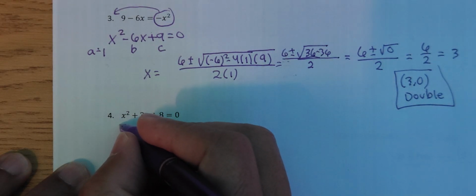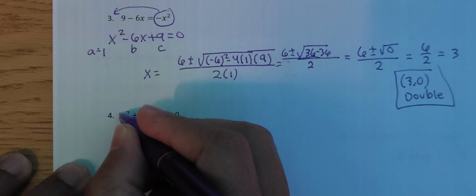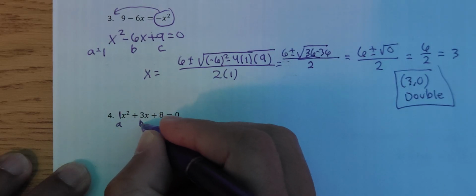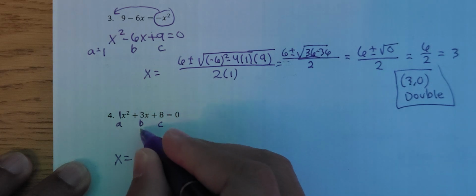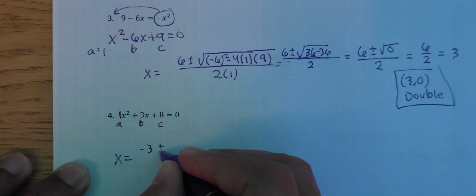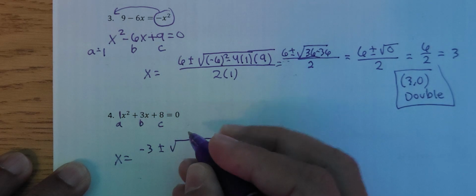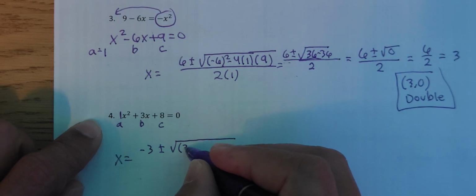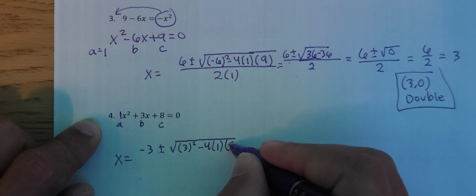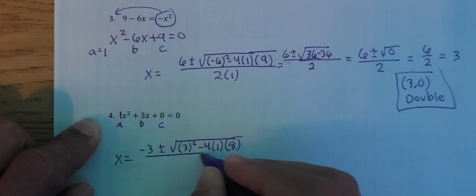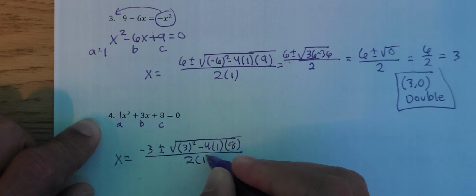I'm going to notice that A is 1. This is 1, that's the value of A. This is B, and this is C. So x equals the opposite sign of b, so that's negative 3, plus or minus the square root of b squared, which is 3 squared, minus 4 times a, which is 1, times c, which is 8. All of this over 2 times 1, which again is 2.